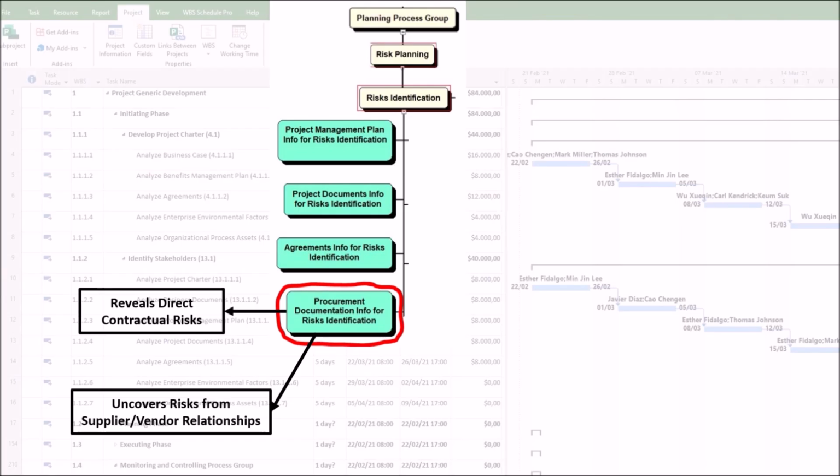2. It uncovers risks from supplier-vendor relationships. The procurement documentation defines the relationship with an external entity, which introduces a host of unique risks, as follows. The first relevant document addresses supplier viability. The financial health and reputation of the seller, as identified during procurement, is a key risk. What if they go out of business?